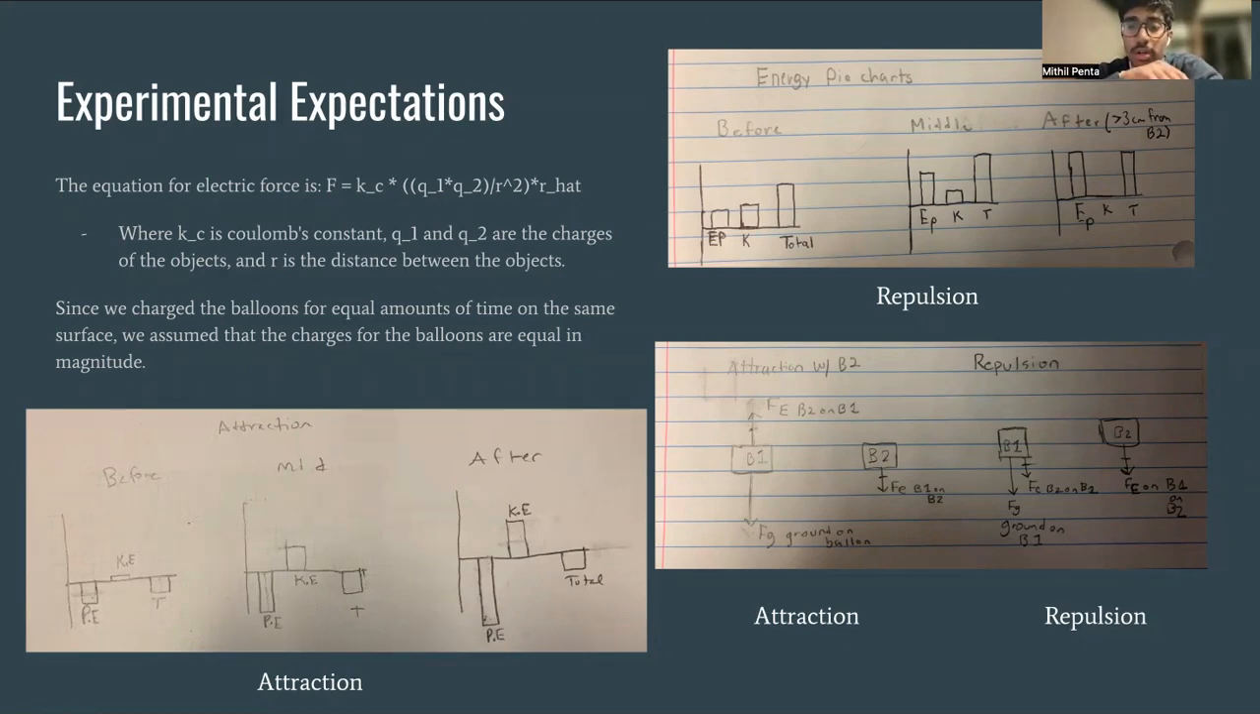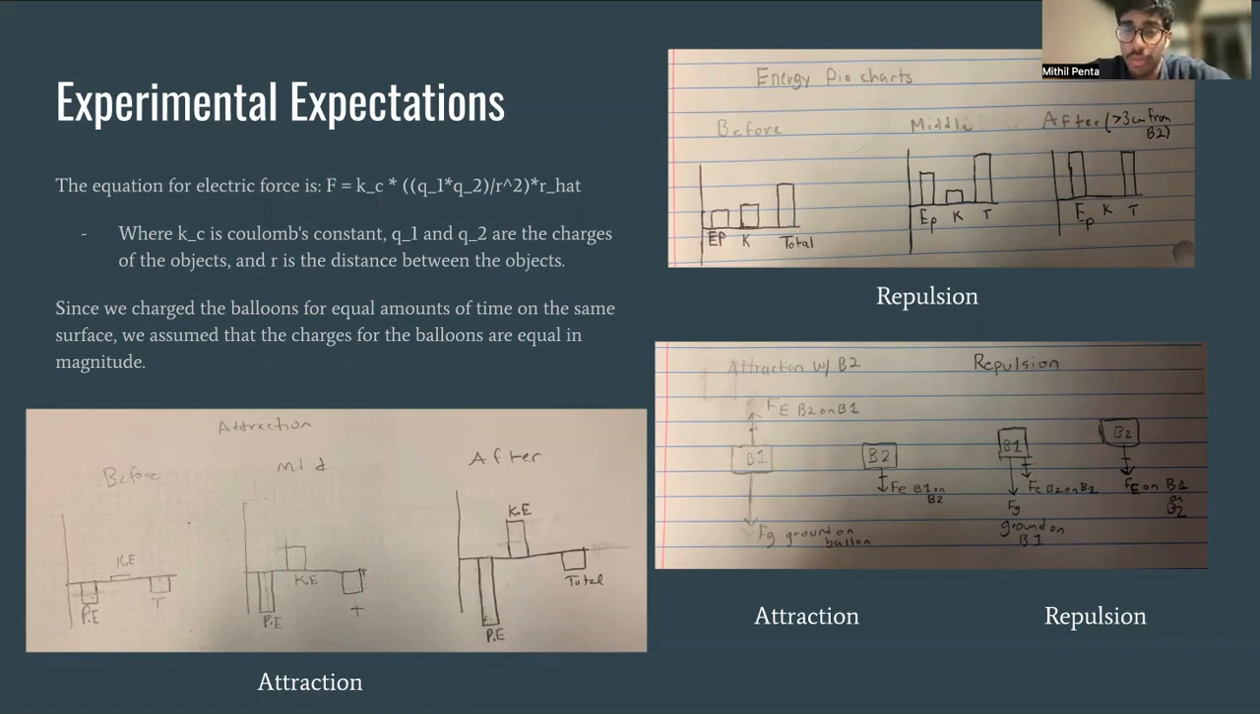So now here we have representations using pie charts and free body diagrams. For repulsion, we have the potential energy increasing, becoming more positive, and the kinetic decreasing as balloon 1 gets closer to balloon 2. Now for attraction, since the balloons are getting closer to each other, potential becomes more negative, and the kinetic also increases.